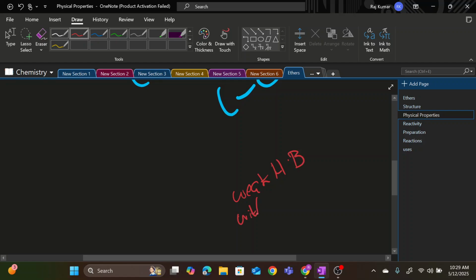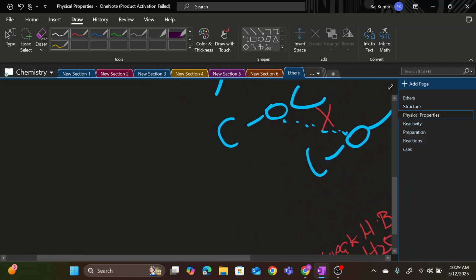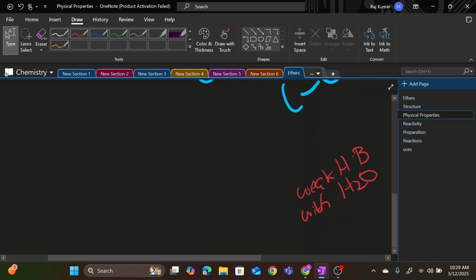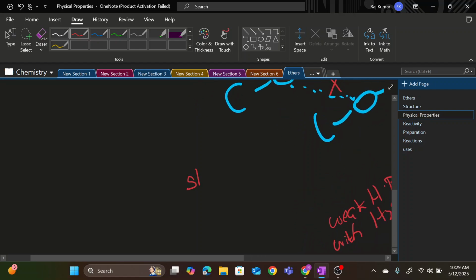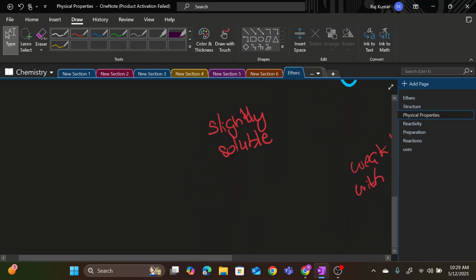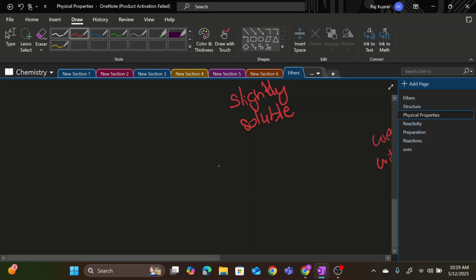But it can make a very weak hydrogen bond with water. For example, if I dissolve ether in water, it is going to make a very weak hydrogen bond. That is the reason it is slightly soluble in water, but it is completely soluble in organic solvents.